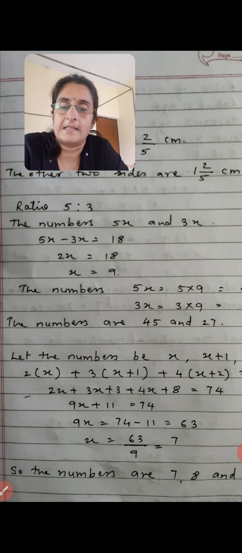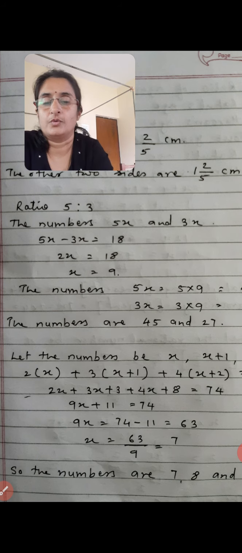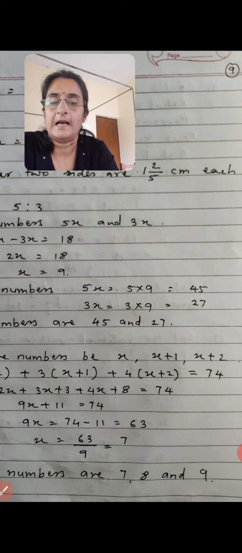Keep 9x as it is and take plus 11 to the right hand side. It becomes minus 11. That gives you 63. Now 9 is multiplied, take it to the right hand side and divide it. So 63 divided by 9 gives you 7. Now 7 is the first number. What is the next number? Add 1 to that, you will get 8. Add 2 to that, you will get the third number. So 7, 8 and 9 are the three consecutive numbers which are asked.